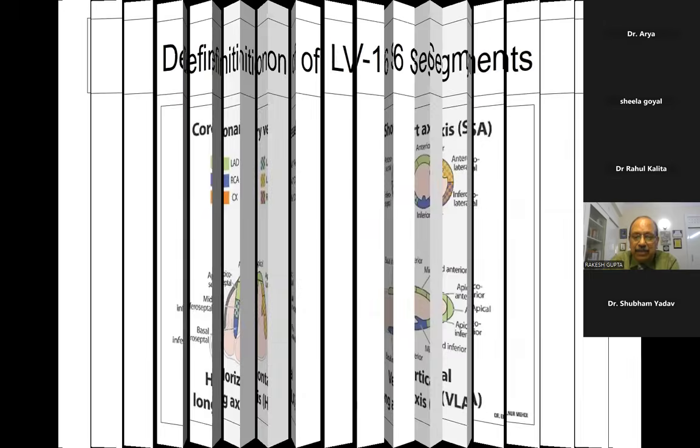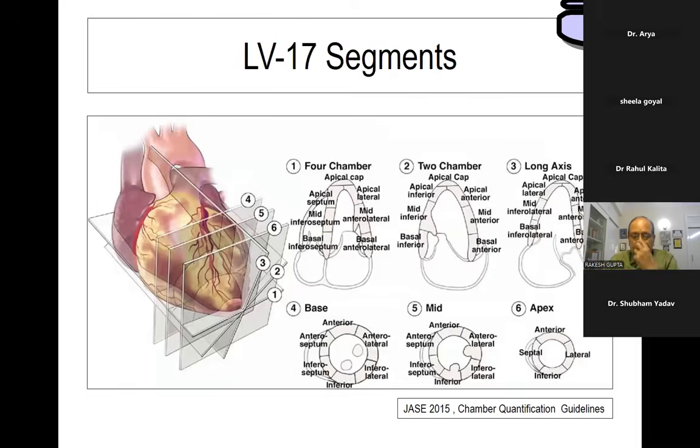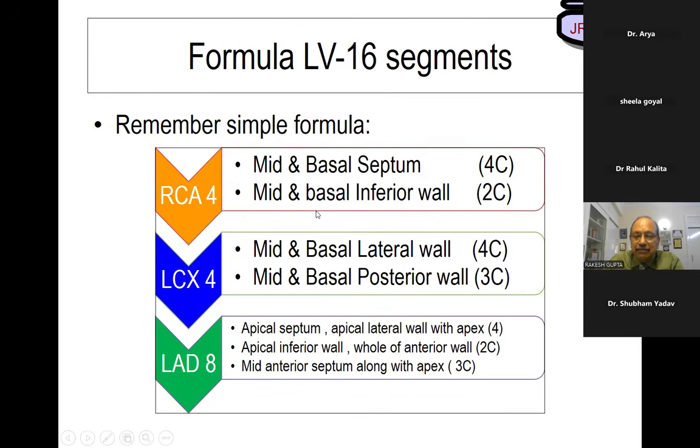How can you apply it in this training program? One of you should say mid basal septum, mid basal inferior wall. The first person should say four-chamber view, mid basal septum. The second person says two-chamber view, mid basal inferior wall. The third person says RCA, RCA, RCA. Another group says mid basal lateral wall, mid basal posterior wall, circumflex, circumflex, circumflex. Then in a distant voice, the rest all say LAD, LAD, LAD.